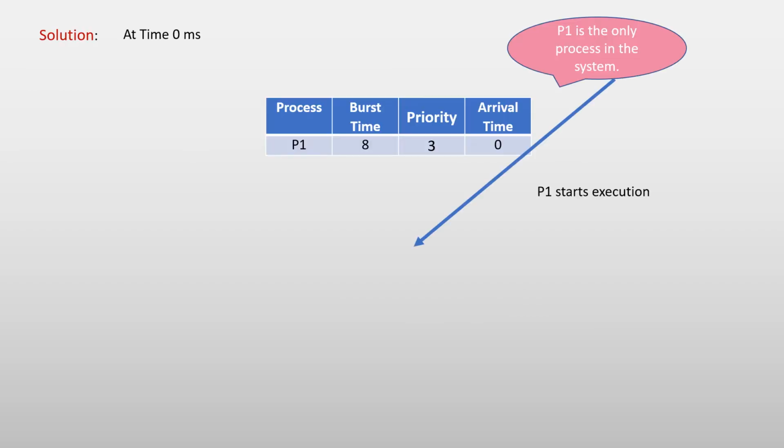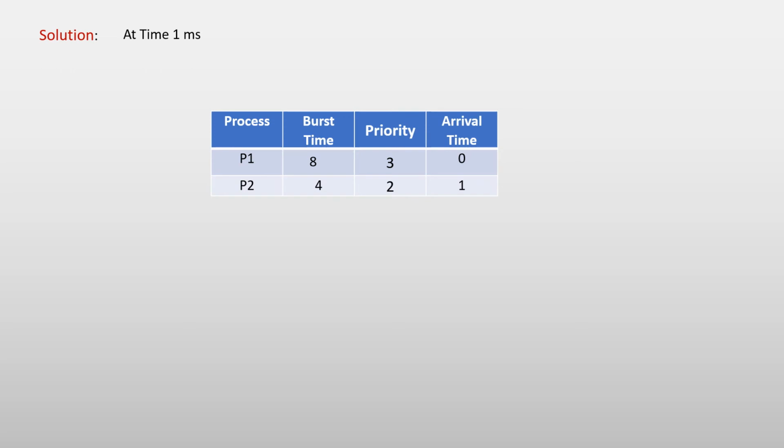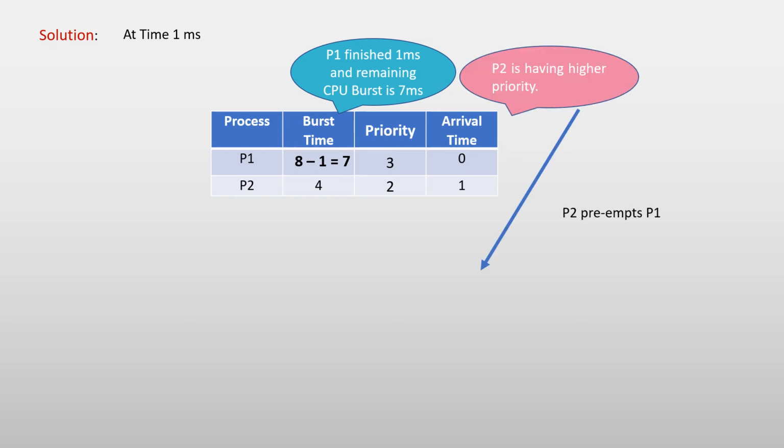Let's start solving this problem at time 0. Only P1 is in the system, so it starts execution as always, and it goes on till 1 millisecond because another process is going to enter the system. At 1 millisecond, P2 has entered and its priority is 2, and hence it will preempt the running process P1. But P1 has already finished 1 millisecond of processing, so the CPU burst remaining is 7 milliseconds. So P2 preempts P1 and hence the Gantt chart will be as follows.